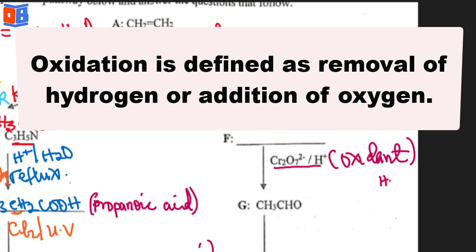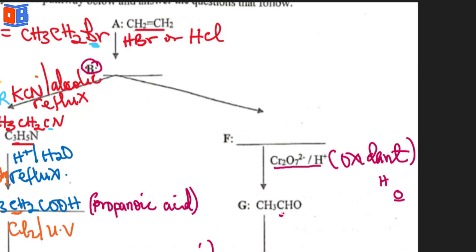We see that compound B goes to give us F, and F goes to give G with reagent potassium dichromate. The dichromate is the one that is reacting, and we know that dichromate is an oxidant, so it will cause compound F to be oxidized to compound G. Oxidation is defined as removal of hydrogen or the addition of oxygen. In this case, compound G is an aldehyde, ethanal, and primary alcohols are oxidized to aldehydes. So F can only be identified based on the fact that we have determined G. From G we know what F could be.